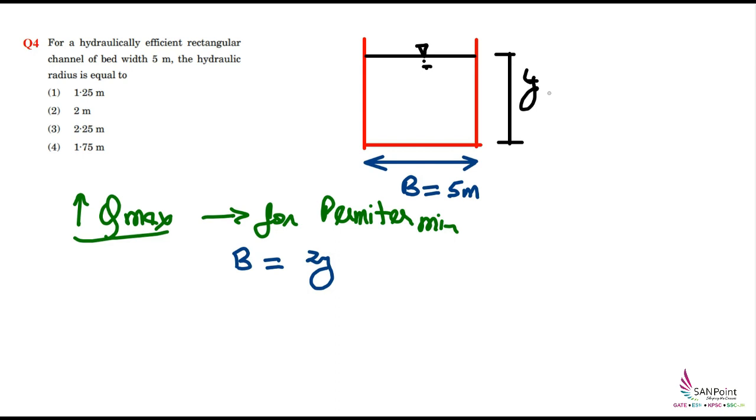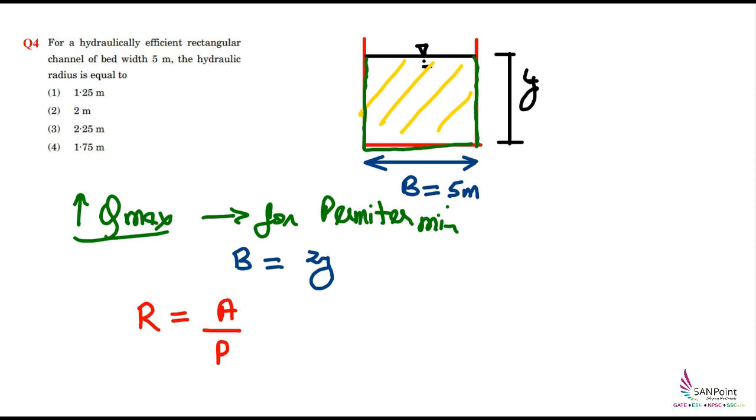So the relationship between B and y is basically established. Now here they are asking about the hydraulic radius. Hydraulic radius is represented by capital R, which is given as capital A divided by the wetted perimeter. So A is the cross-sectional area of the flow. So the flow will happen through this much area. So I am marking the area. This is the area through which the flow will happen. And I am also showing what is the wetted perimeter. So wetted perimeter is basically this portion which I have marked with the green color.